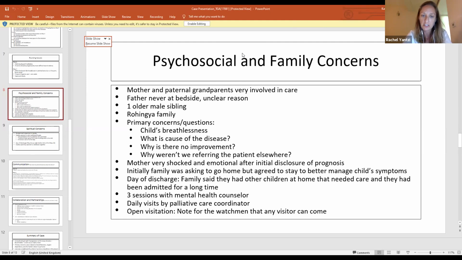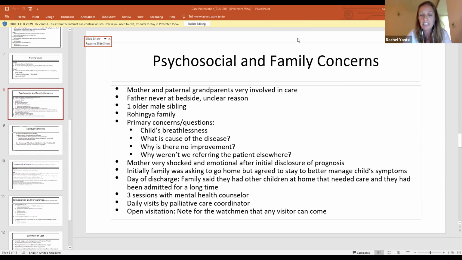When we initially disclosed the diagnosis and prognosis, the mother was very shocked and quite emotional. Initially they were asking to go home, but once our team spent quite a bit of time explaining that we would be able to better manage her symptoms in hospital, they decided to stay until the last day. The main reasons they gave for going home were that they needed to help care for the other child and that they had been in the hospital a long time.